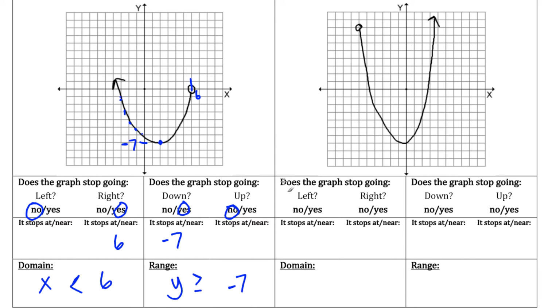Okay, let's look at example 4. Does the graph stop going left? Yes, there's a limitation going left. At 1, 2, 3, 4, 5, 6, negative 6. Does it ever stop going right? No, it goes on. It's kind of narrow, but it keeps going on.